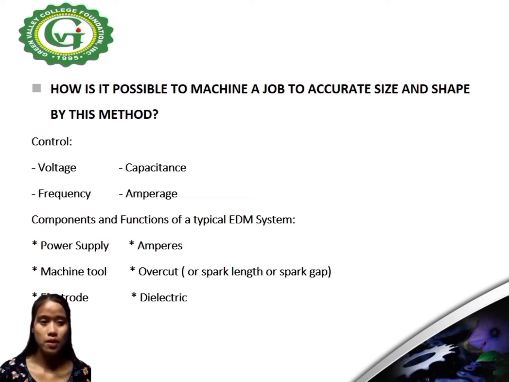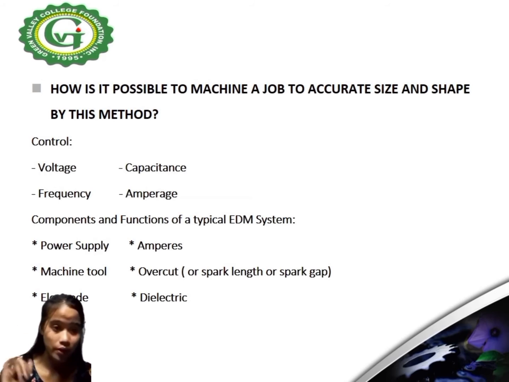What are the components and functions of a typical EDM system? Well, the following descriptions are extracted from the Fundamentals of EDM published by the EDOC Corporation, a leading manufacturer of EDM equipment. So the 6 components and functions of a typical EDM system are: 1. The power supply, 2nd. The machine tool, 3rd. The electrode, 4th. The amperes, the 5th is the overcut or spark length or spark gap, and the last one is the dielectric.